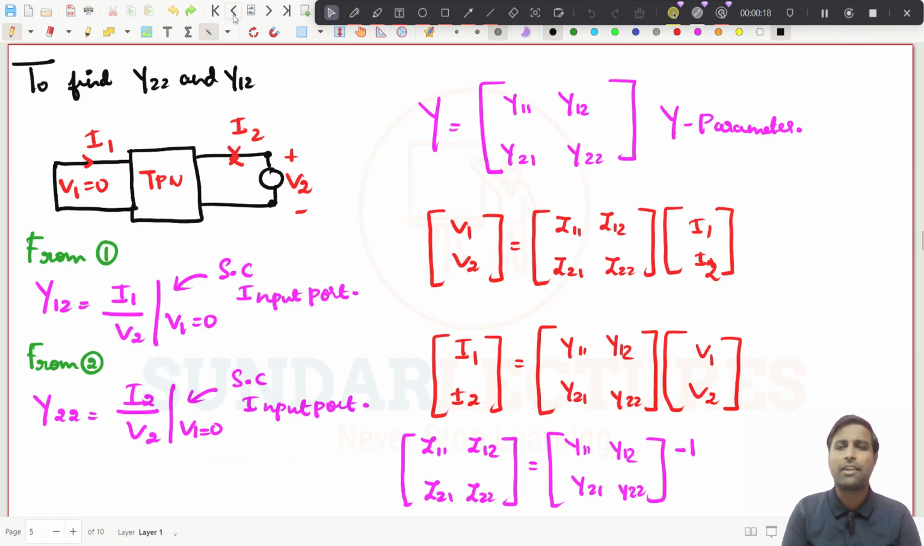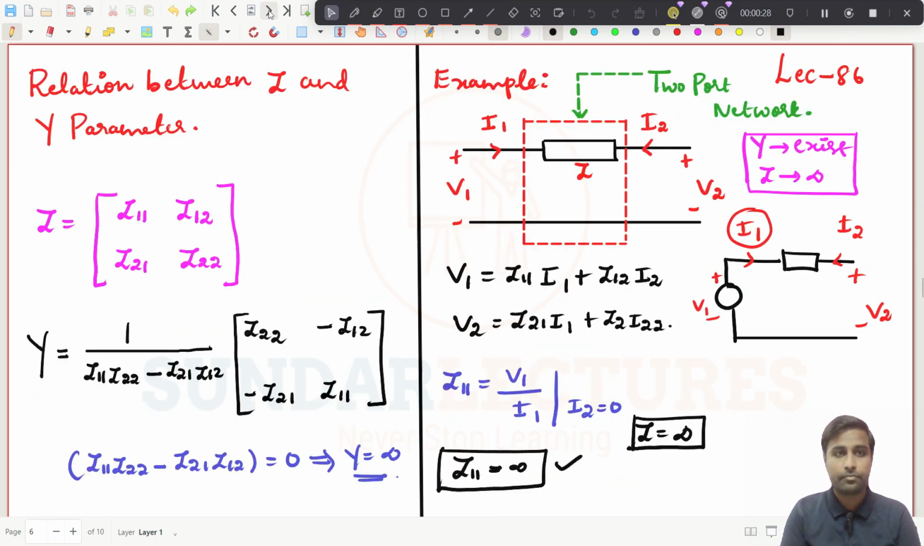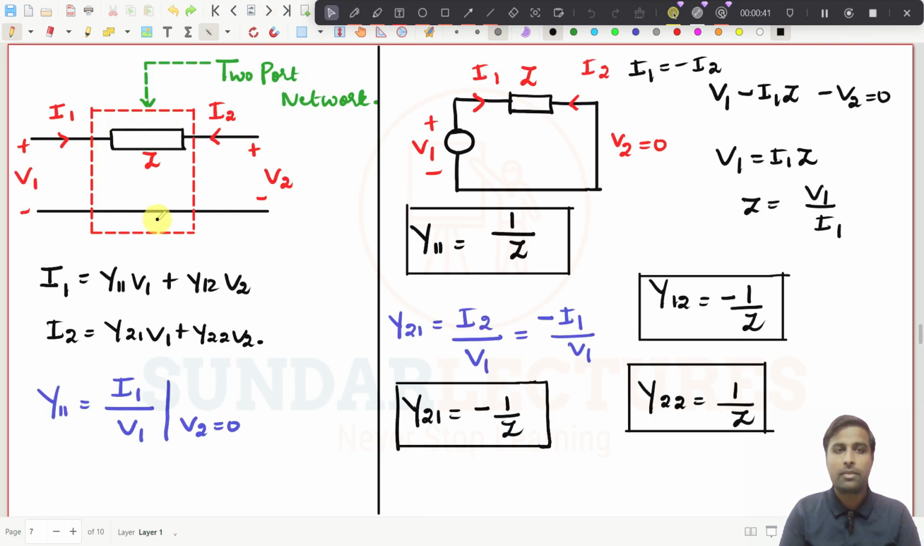We have already derived the Z parameter and Y parameter in lecture number 84 or 85, I think. And in the previous lecture, we went for the relation between Z and Y parameter. We took an example circuit and tried to get the Z parameter for this circuit. It becomes infinity. But for this circuit, if you go for the Y parameter, then you get the answers, right? This is the Y parameter of this particular circuit. So the Z parameter does not exist, which means it is infinity for this circuit, but the Y parameter exists.